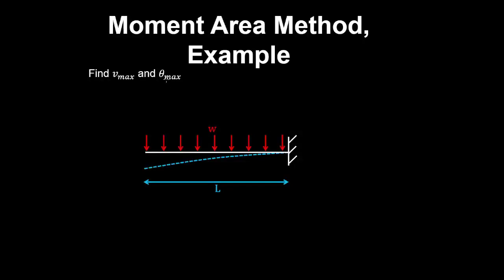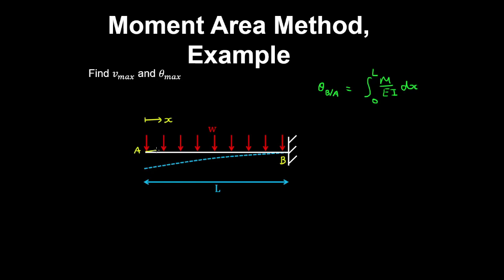Let's find the maximum deflection and rotation for this beam. Well, if we choose our coordinate x going to the right, and this point is A, and we have point B at the support, then the rotation at B relative to A is equal to the area under the curvature diagram. So the integral of the curvature with respect to x from x equals 0 to L in this case.